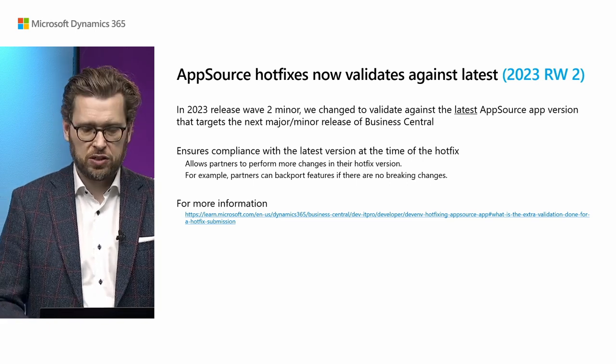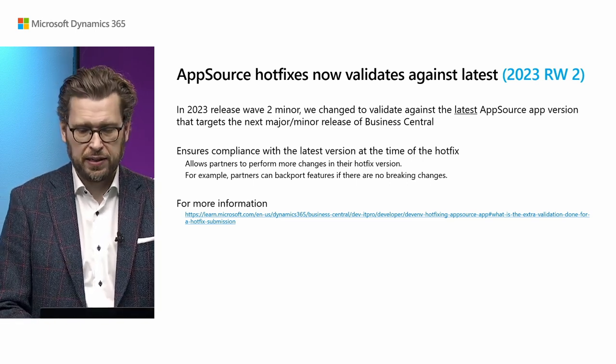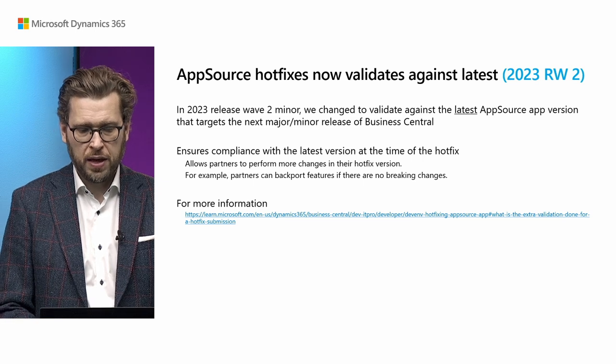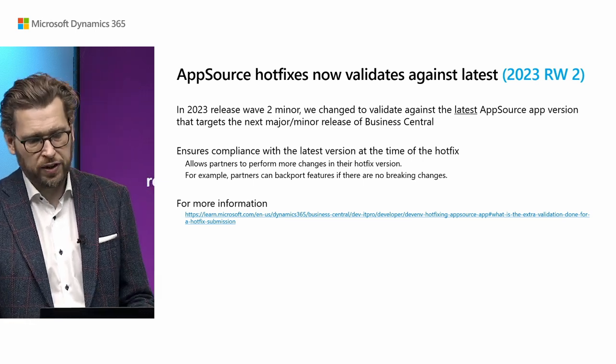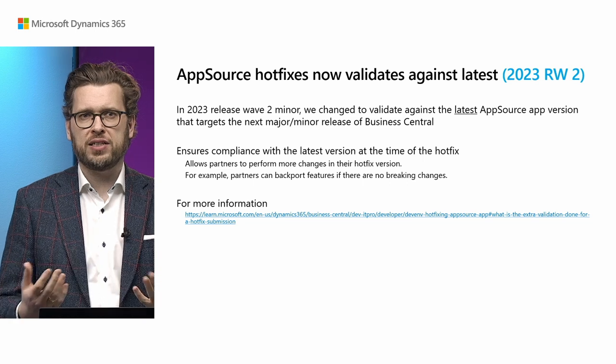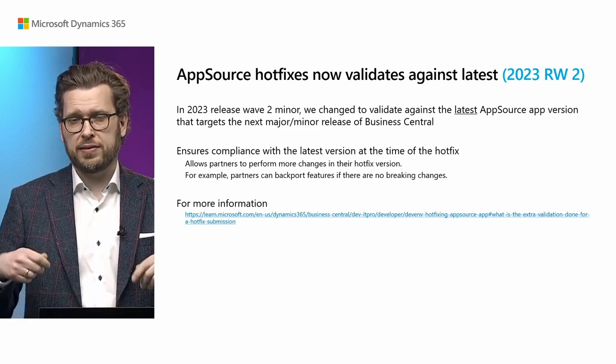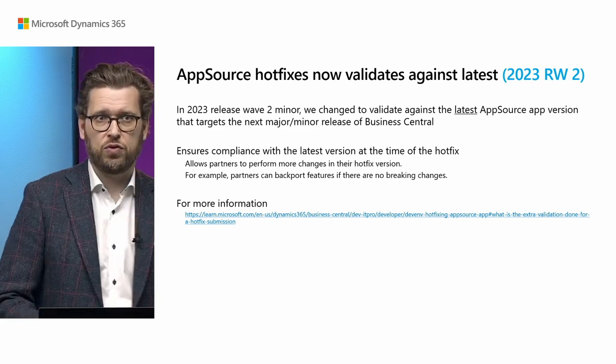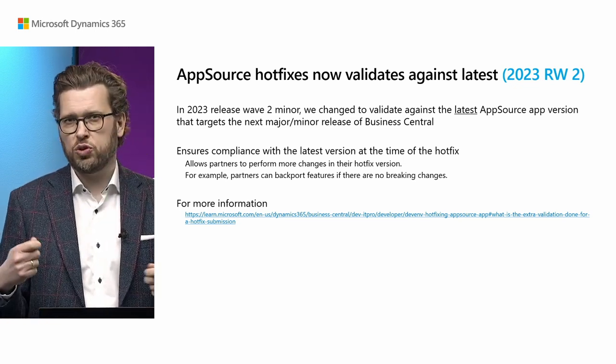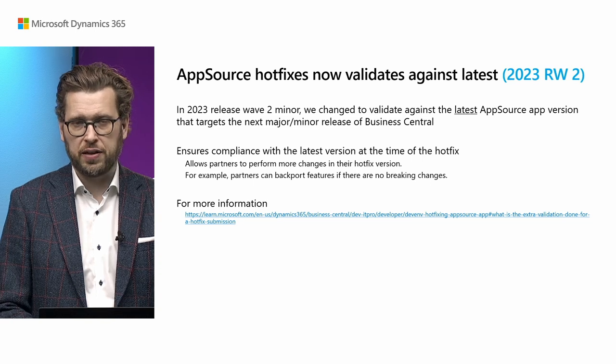We changed the validation so that we now do validate against the latest AppSource app version. And that has the benefit that it ensures compliance with the latest version of that app at the time of hotfix of that previous version. That also allows partners to perform more changes in their hotfix version, right? So, for example, a common scenario is that partners can now backport features and include them in the hotfix version if there are no breaking changes to the latest version, right?